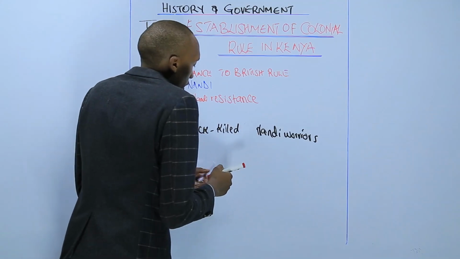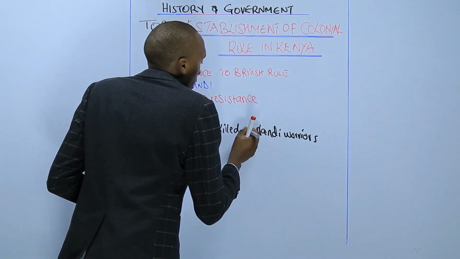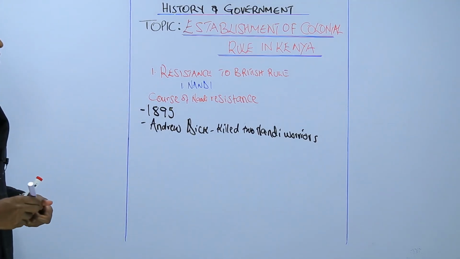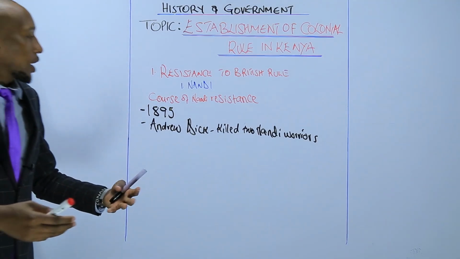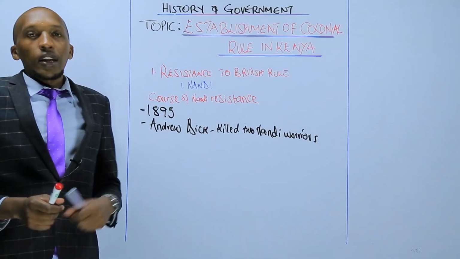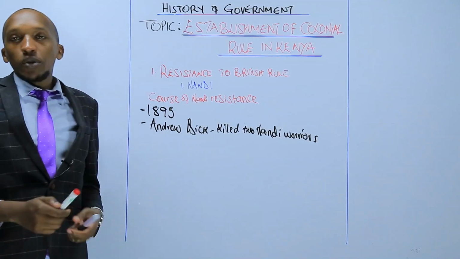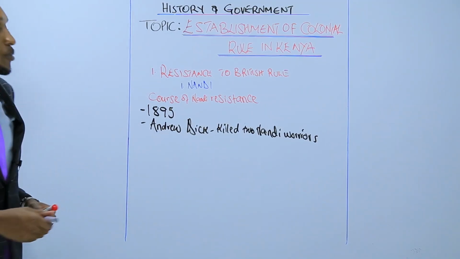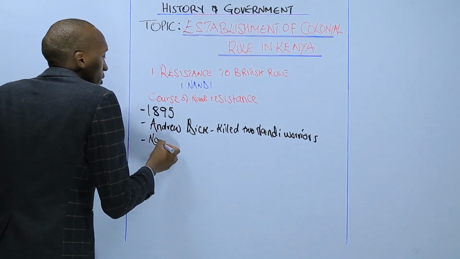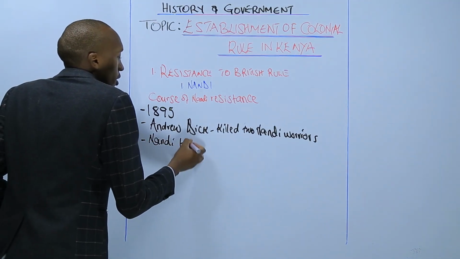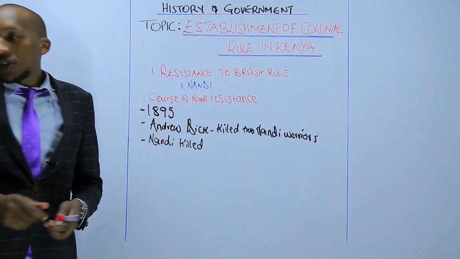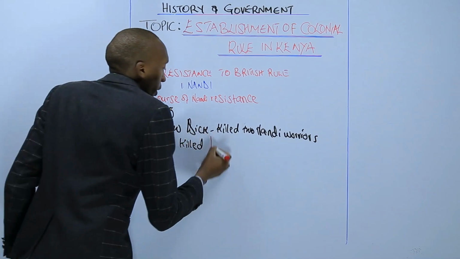When he attacked and killed these warriors, this angered the whole community. The whole community decided to retaliate against the British, and the Nandi in turn killed another British trader who was known as Peter West.